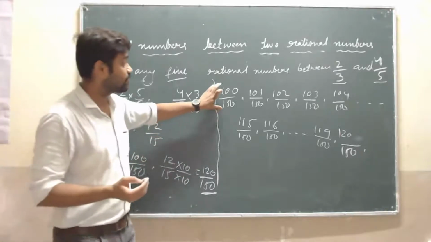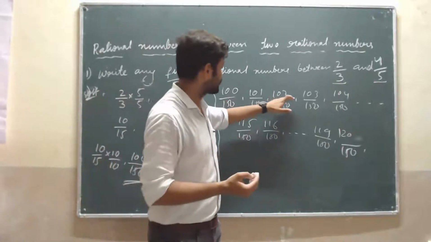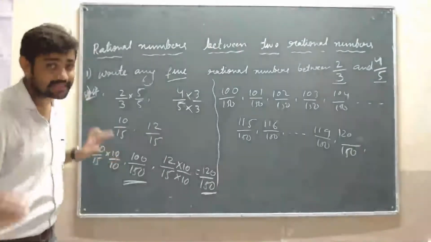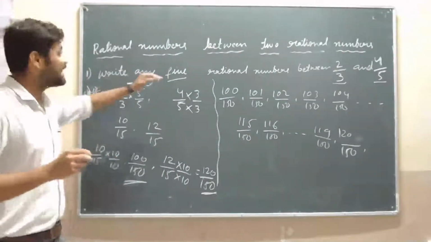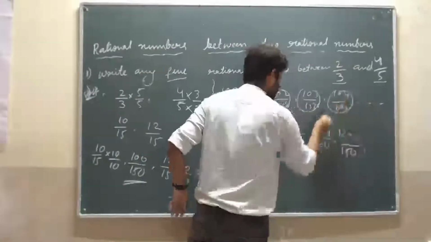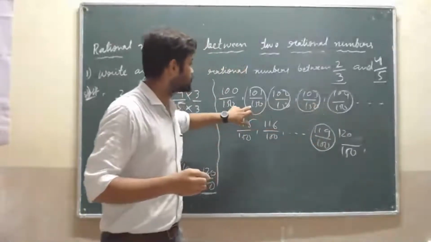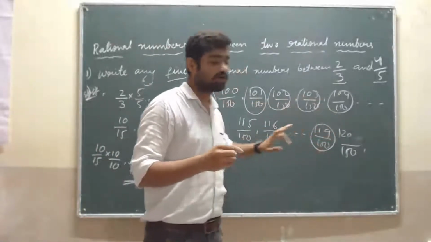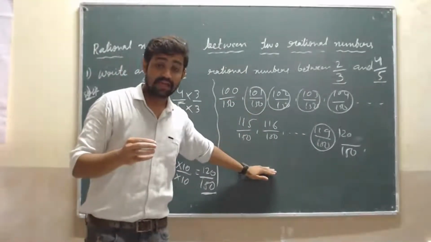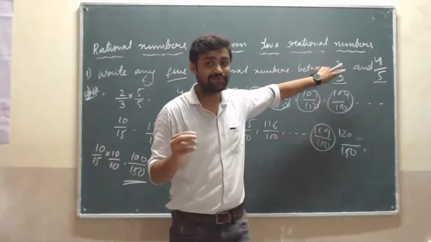I have written that from 100 to 120: 101, 102, 103, 104, that is 115, 116 and so on. Now what is the question here? Write any 5 rational numbers. Choose any 5: 1, 2, 3, 4, 5. I have chosen 101, 103, 104, 105, 119. Write these numbers, and these numbers will exist between 2 by 3 and 4 by 5.